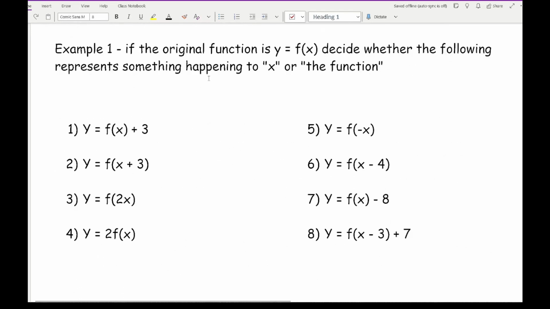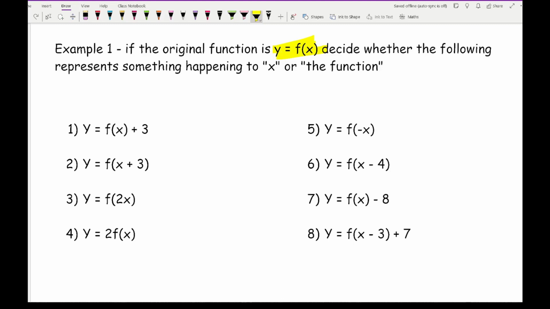As an example here, if we start with the original function, which is y equals f of x, we're going to decide whether we are doing something to the function or whether we're doing something to the x. This isn't actually going to be part of any of the working out that you do to perform a graphical transformation, but it's certainly going to help you decide what it is you're actually going to do. So whether it's going to be the x ordinate that's going to be affected or the y ordinates.